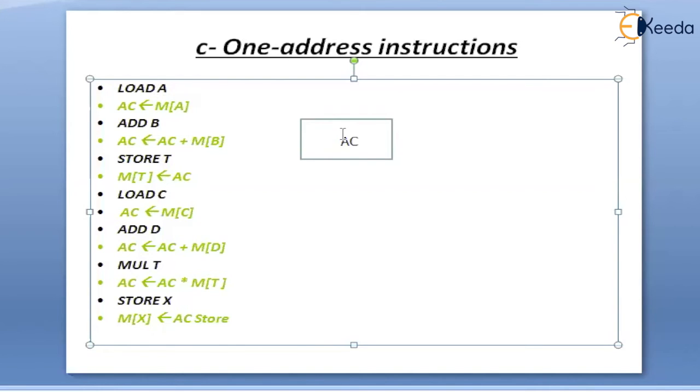For that, we use a load instruction. What is a load instruction? In the previous sessions, I explained that when we execute load, the contents of this memory location will get transferred to the accumulator. And when we execute store, what is the difference? The contents of the accumulator can be transferred to this variable. Load means A to accumulator. Store means accumulator to A.